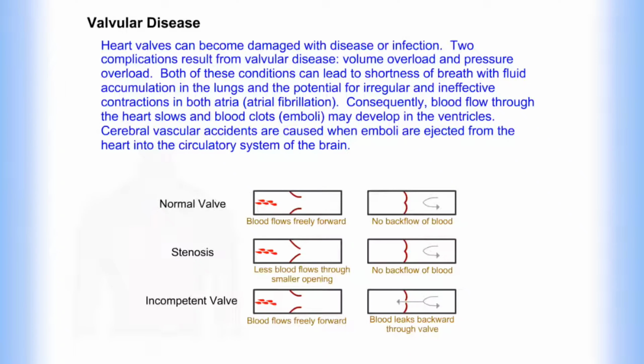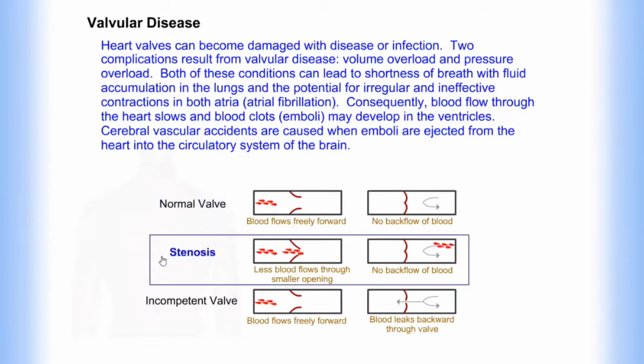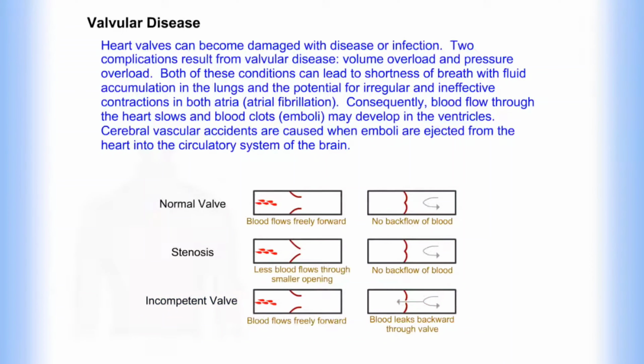Let's look at some examples of blood flow. With a normal valve, blood flows freely forward. There is no backflow of blood. With stenosis, less blood flows through a smaller opening. There is no backflow of blood. With an incompetent valve, blood flows freely forward, but blood leaks backward through the valve.